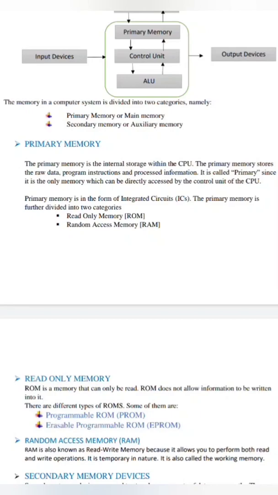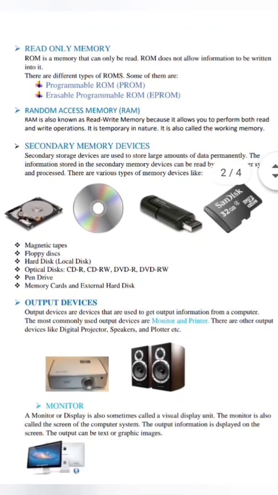Now, the primary memory is further divided into two categories: read-only memory, that is ROM, and random access memory, that is RAM. Read-only memory, ROM, is a memory that can only be read. ROM does not allow information to be written into it. That means we cannot edit or change anything in that ROM. Important permanent information will be written by the manufacturer in the ROMs. We cannot do any corrections in that. Data does not get lost when the computer is switched off. Hence, it is also called non-volatile memory.